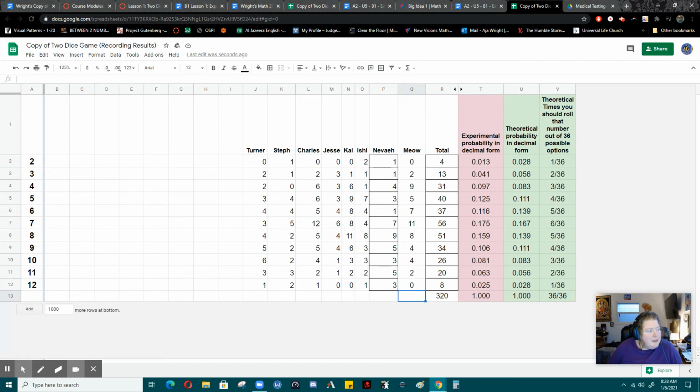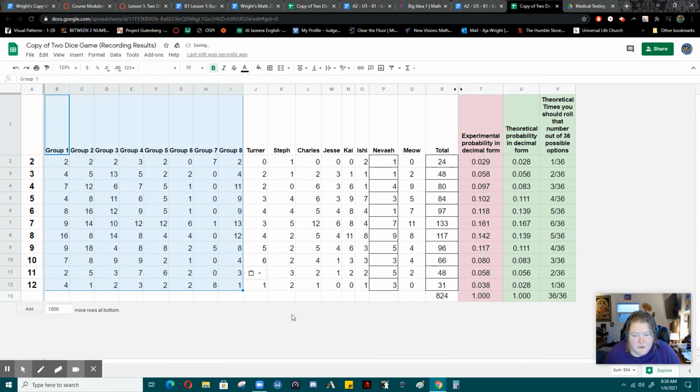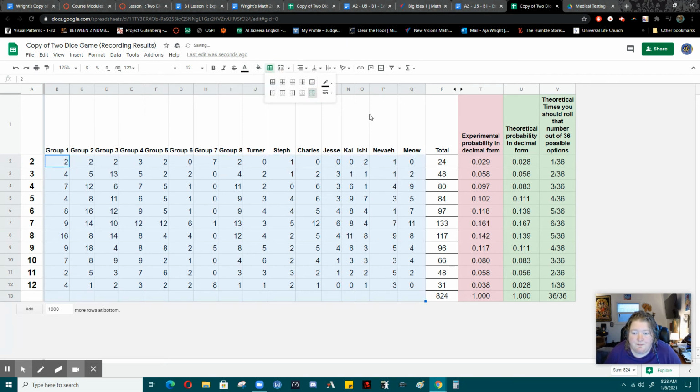So let me add even more data. I have some data from like fake people. So if you want to take a look at this, just pause it. Okay, here's where I have 824 total rolls. So this is as if I had all this many groups, and they rolled that many times.